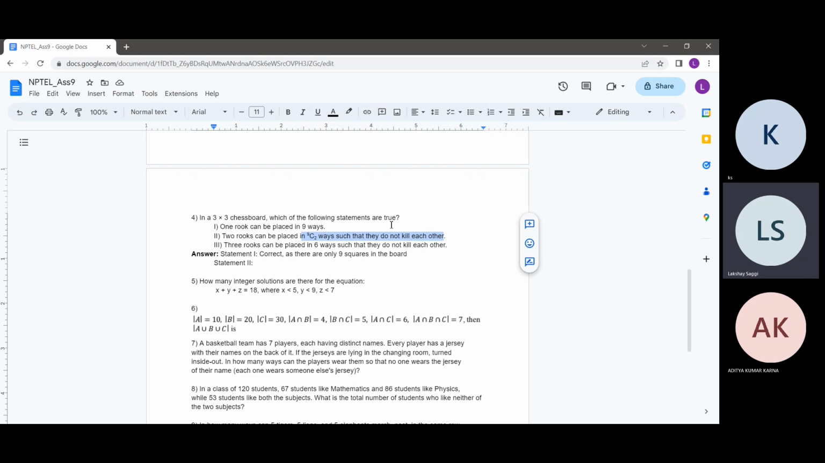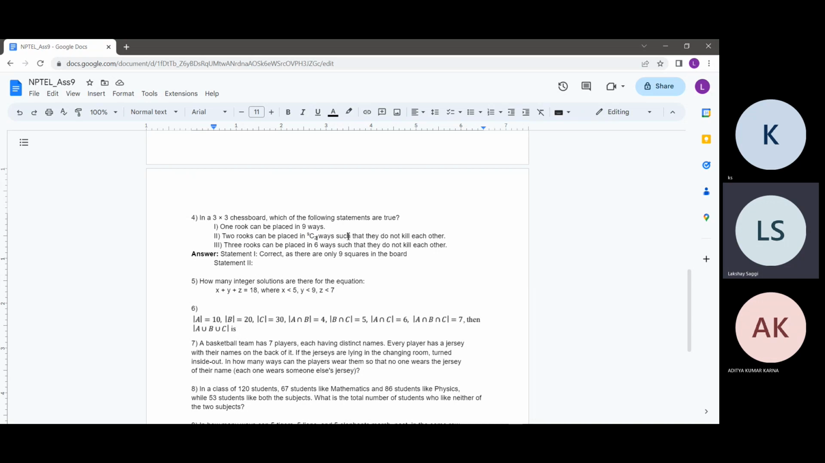So what is actually 9C2? You can see there were 9 squares, and 9C2 just means selecting 2 squares out of those 9 squares. The 3x3 chessboard has 9 squares. So it's just selecting any 2 squares of that chessboard and placing the 2 rooks on it.